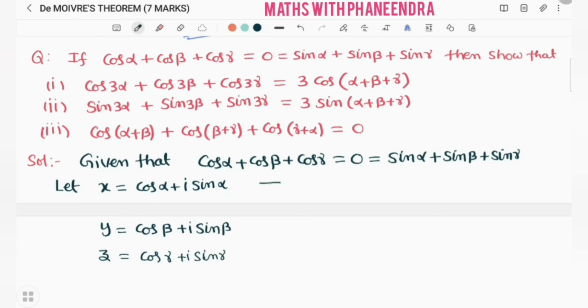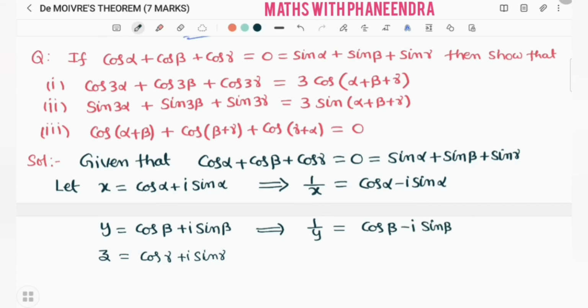The reciprocals also you write it immediately. The reciprocal of x, 1 by x is equal to, whenever you are taking the reciprocal, plus will become minus. So cos alpha minus i sin alpha. Here 1 by y is equal to cos beta minus i sin beta. Here 1 by z is equal to cos gamma minus i sin gamma.